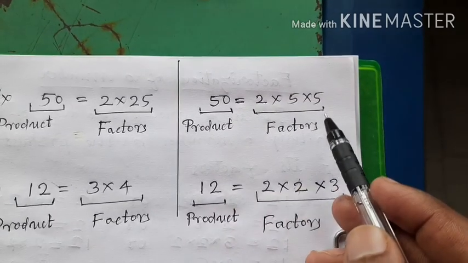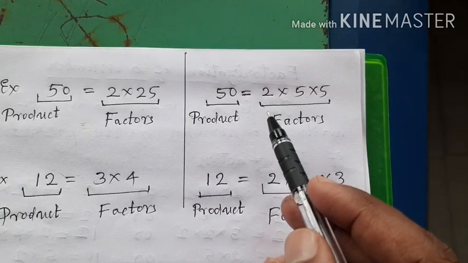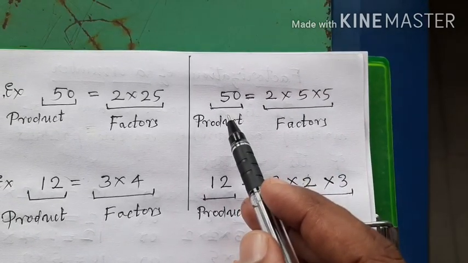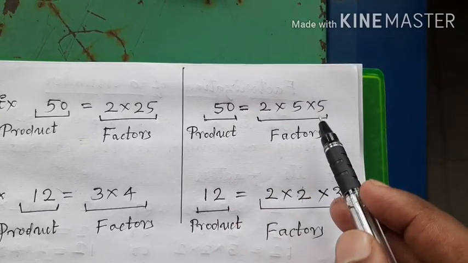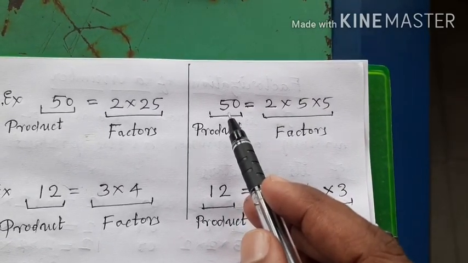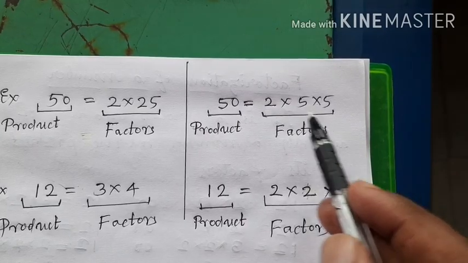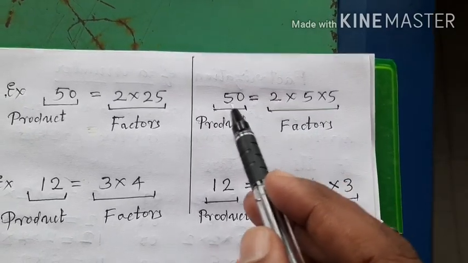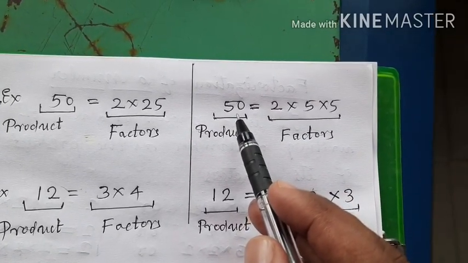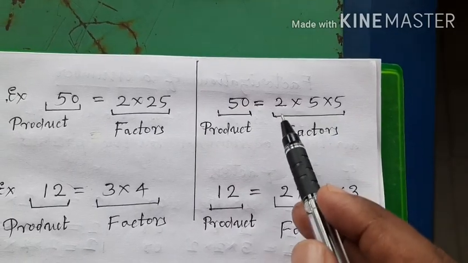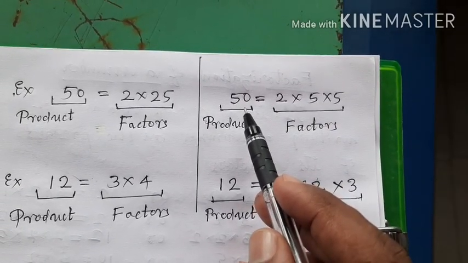In case I multiply these three numbers and don't get the product as 50, then these three numbers are not the factors of 50. However, here the multiplication of all these three numbers will give us the product 50. Therefore, these 5, 5, 2 must be the factors of 50.